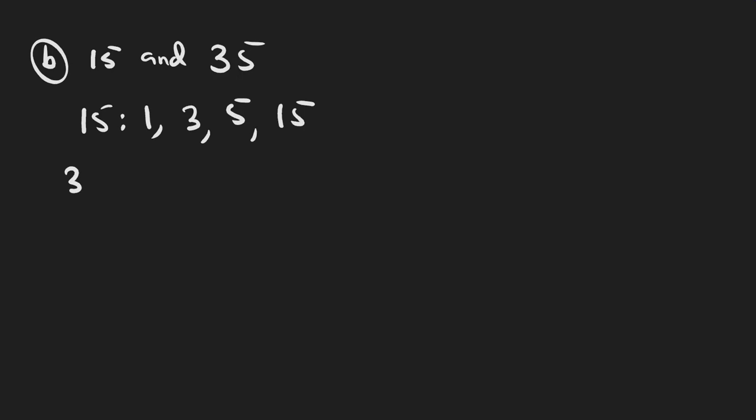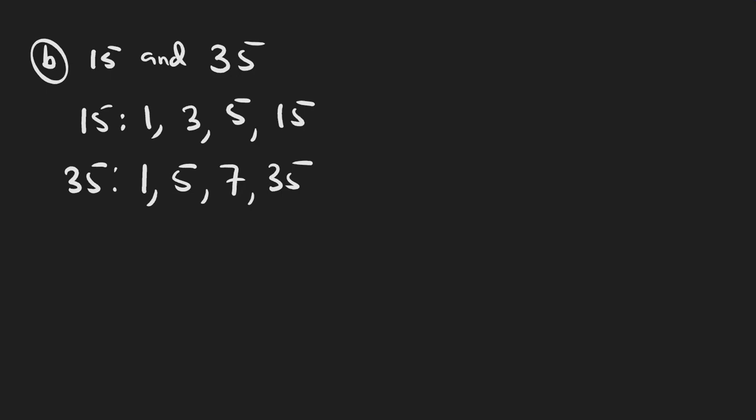Then what about 35? So what about 35? We have 1, we have 5, we have 7 and 35. So now, what are the common factors?